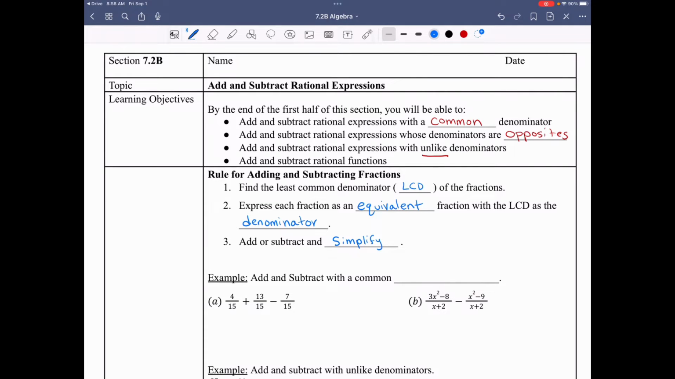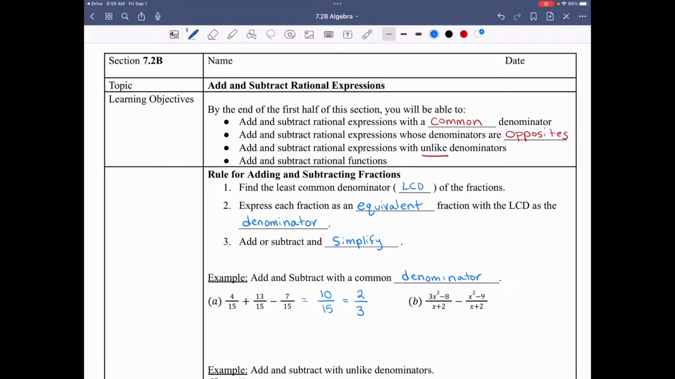All right, so adding and subtracting with a common denominator is pretty easy. So we have 4/15 plus 13/15 minus 7/15. And that will equal 17 minus 7, 10/15. And then we can simplify that to 2/3 because we can divide by 5.